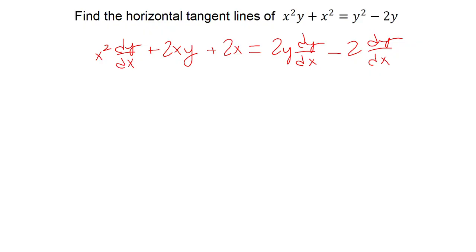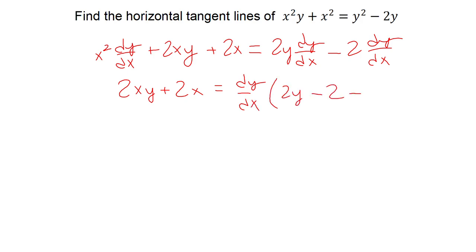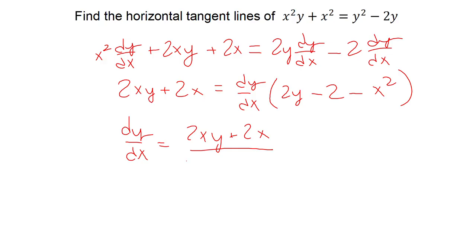Gathering all of our dy/dx terms to one side, we'll gather them all to the left side, since we've already got all the non-dy/dx terms on the right. When we factor out the dy/dx, we've got 2y minus 2 minus x squared. So we end up with dy/dx equal to 2xy plus 2x divided by 2y minus 2 minus x squared.